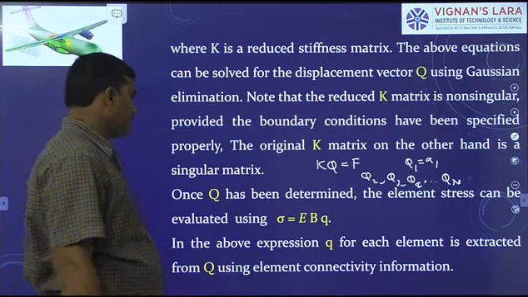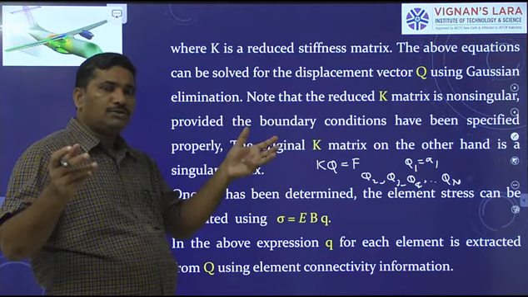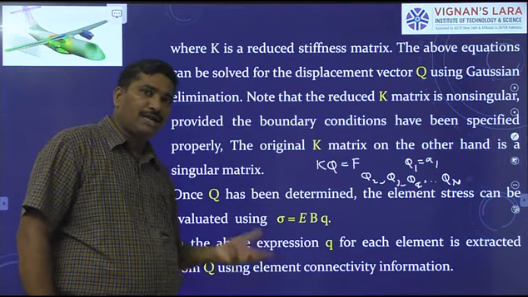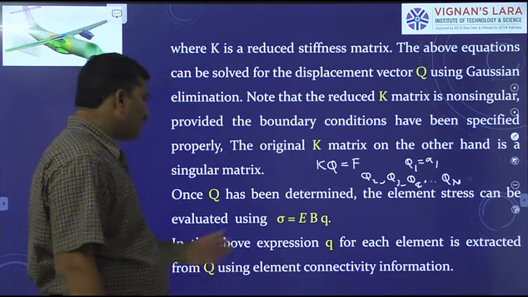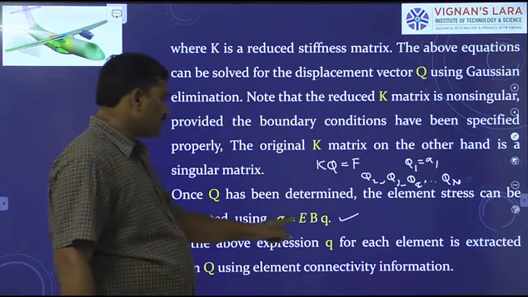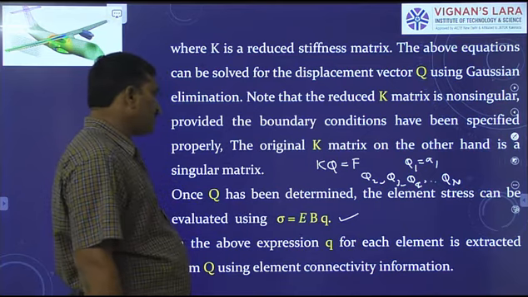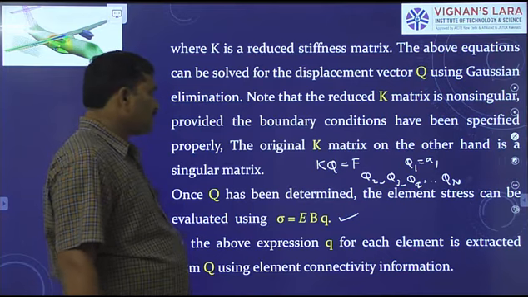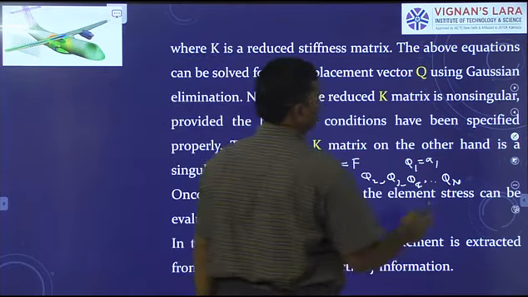Understand? Right. Once you get the unknown nodal displacements, by solving capital K into capital Q equal to capital F, you can determine the element stresses using the formula sigma equals to Young's modulus into B into Q, where Q is the element displacement vector and B is the strain displacement matrix, E is the Young's modulus. Understand? Next.